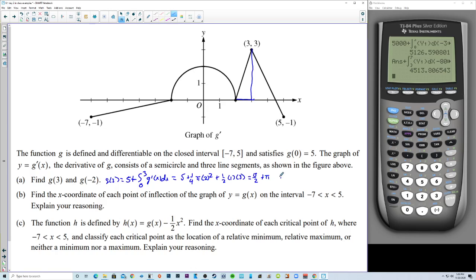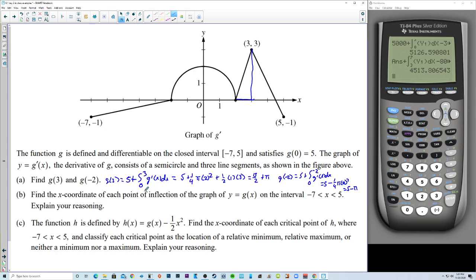And then g of -2 is equal to, we're going to start with 5 plus the integral from 0 to -2 of g prime of x dx. And that's going to be 5, but then we're going backwards, aren't we? 0 to -2, so 5 minus 1/4 pi times 2 squared. And so that answer ends up being just 5 minus pi.